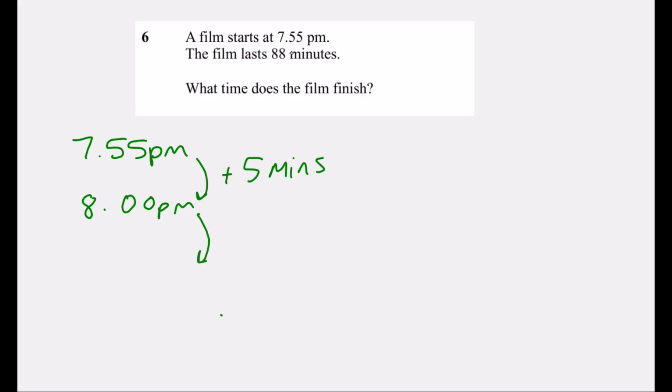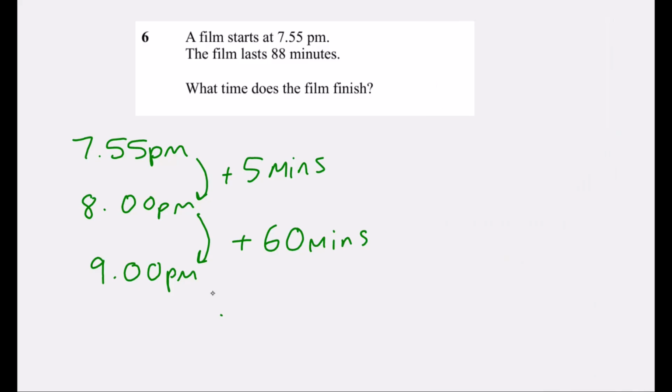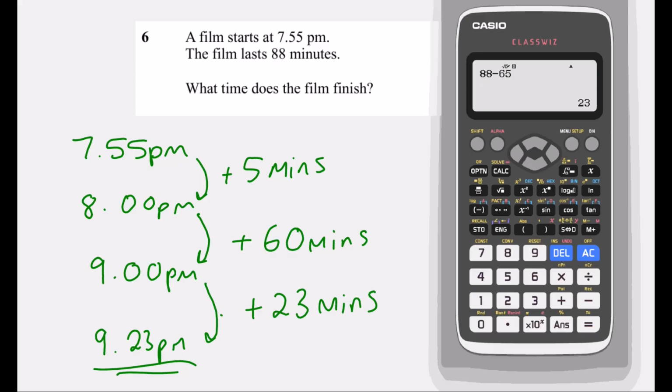Then we've still got over an hour left. Till 9 p.m. will be another 60 minutes. So it's 65 minutes now in total to 9 p.m. How many left? 88 take away 65. 23. So 23 more minutes. It will be 9:23 p.m. So that was, well, I did use a calculator, but that was the without a calculator method.